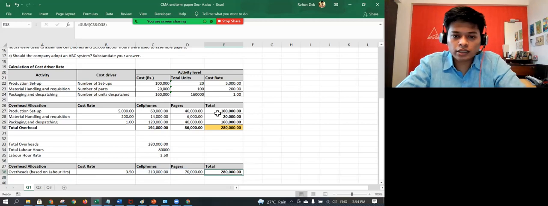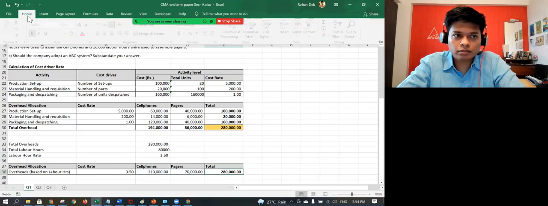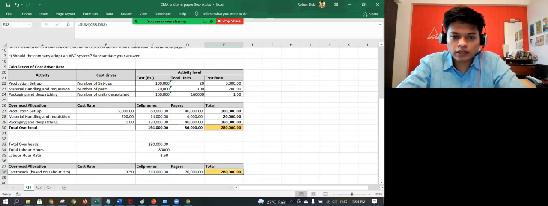Yeah. So again, you can see it's the same overhead, but the difference is that in the case of cell phones and pagers, there's a difference of 2,10,000 and 1,95,70,000 and 86,000.